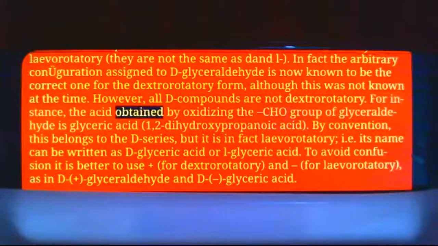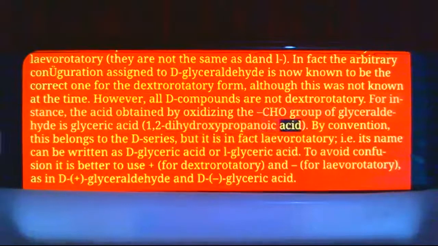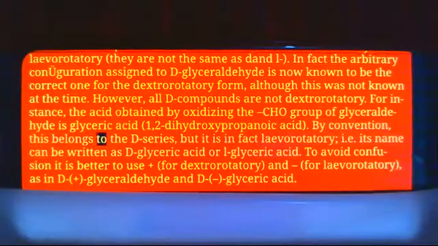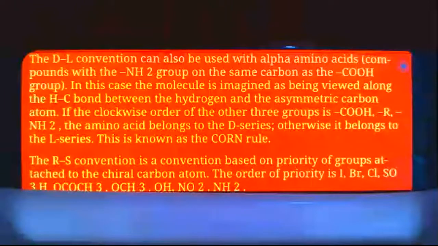For instance, oxidizing the CHO group of glyceraldehyde gives glyceric acid, 2,3-dihydroxypropanoic acid. By convention, this belongs to the D series, but it is in fact levorotatory, i.e. its name can be written as D-(-)-glyceric acid. To avoid confusion, it is better to use plus for dextrorotatory and minus for levorotatory, as in D-(+)-glyceraldehyde and D-(-)-glyceric acid. The DL convention can also be used with alpha amino acids, compounds with the NH2 group on the same carbon as the COOH group.